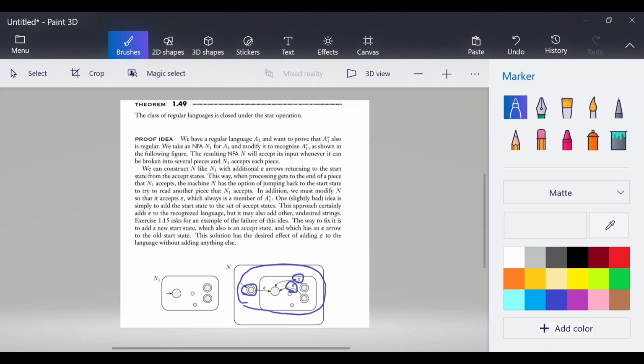But also, let me tell you something. There is one bad idea to prove that, in which we don't define this new starter state here. We just replace our starter state with an acceptable state. Actually, we make the old start state a new acceptable state, but this one is wrong. This is not a good idea. There is one example that we will see later that shows this proof idea is wrong. So yes, that's it. This is the theorem, and now let's get back to the question.